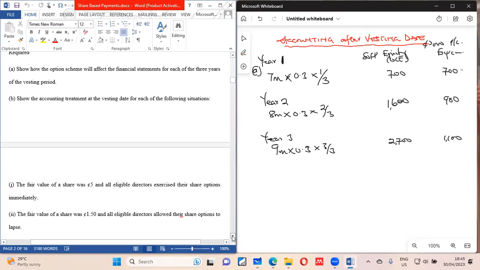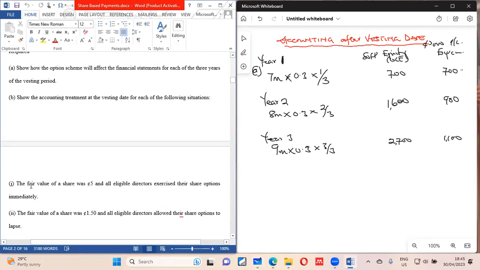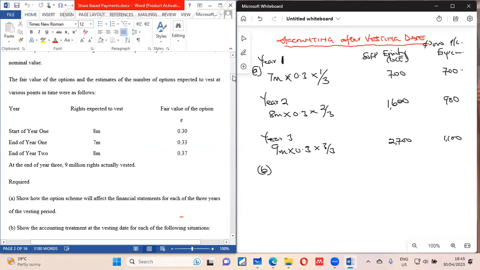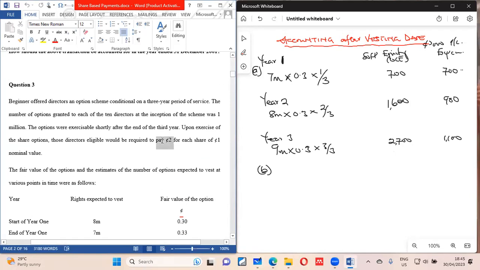Then we came to the B part of the question that says that the fair value of the shares was 5 and all eligible directors exercised the option. Good for us. So in any case, if we are answering the B part, if all of them exercise their options, then it means that they exercise it at the price. And this is the price. They exercise it at 2 cedis.